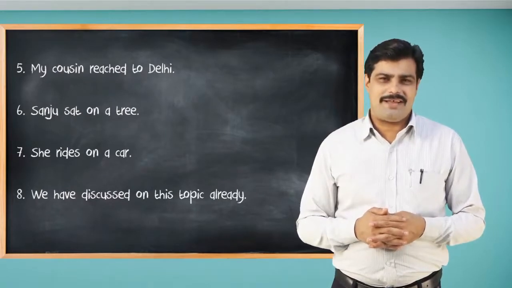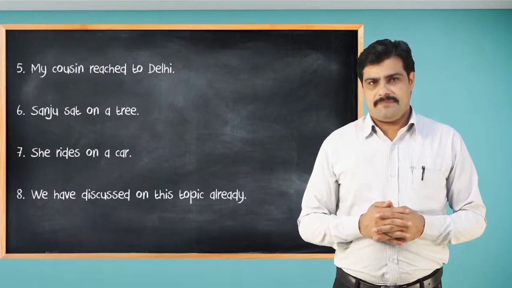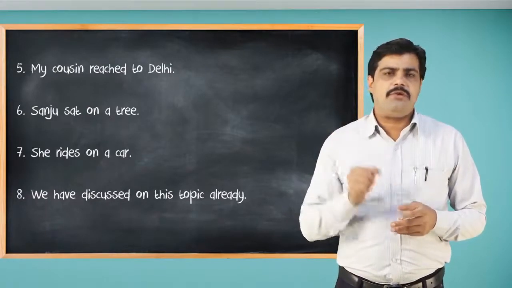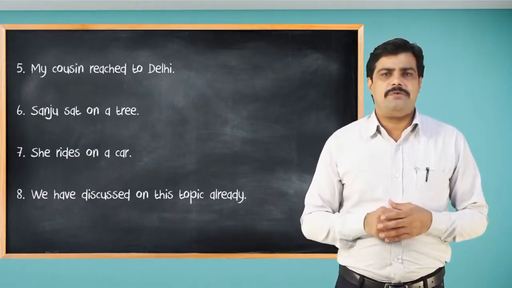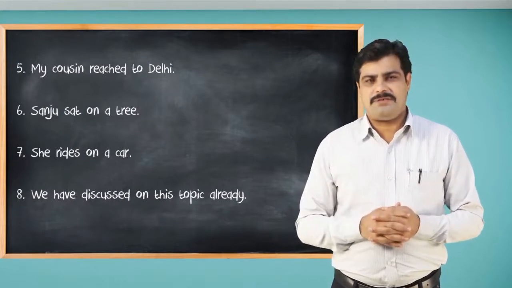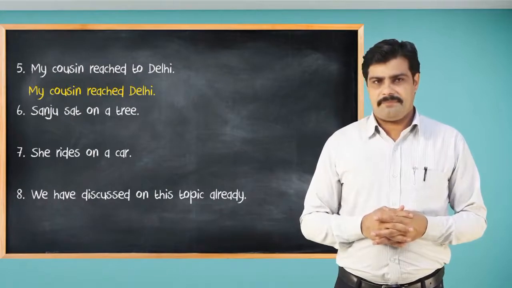Well, let's see. The first one. My cousin reached to Delhi. Just after the verb reach, we never use a preposition. So erase the preposition to because the verb reach doesn't take a preposition. Say, my cousin reached Delhi.